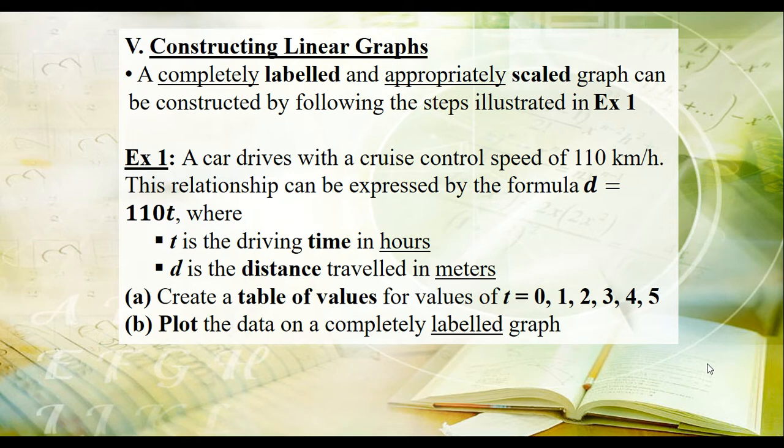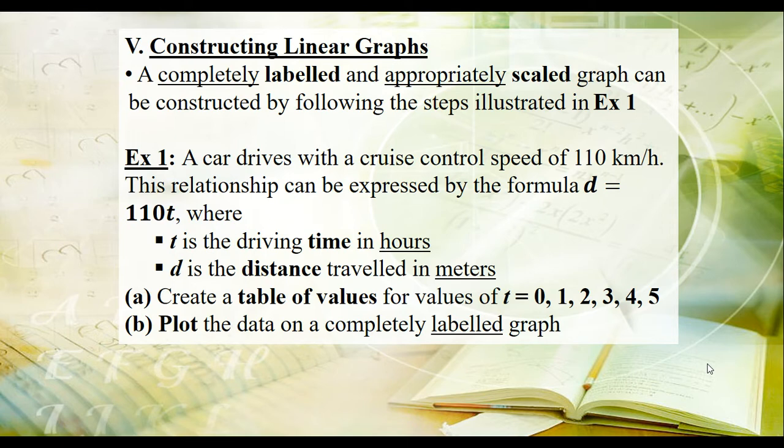A car drives with a cruise control speed of 110 kilometers per hour. This relationship can be expressed by the formula or the equation d = 110t, where t is the driving time in hours and d is the distance traveled in meters. So you'll notice right away we're not using the generic x and y variables. We're using the variables t and d, which have physical meaning. t is driving time, d is distance traveled.